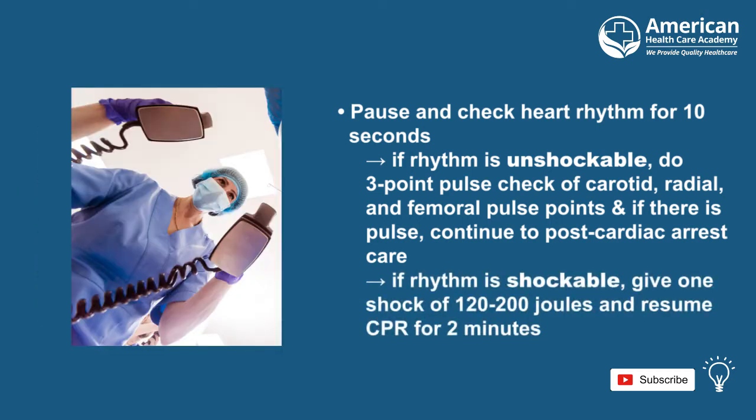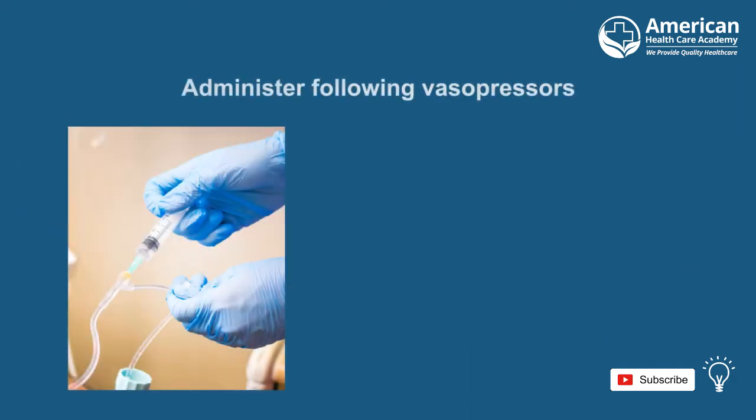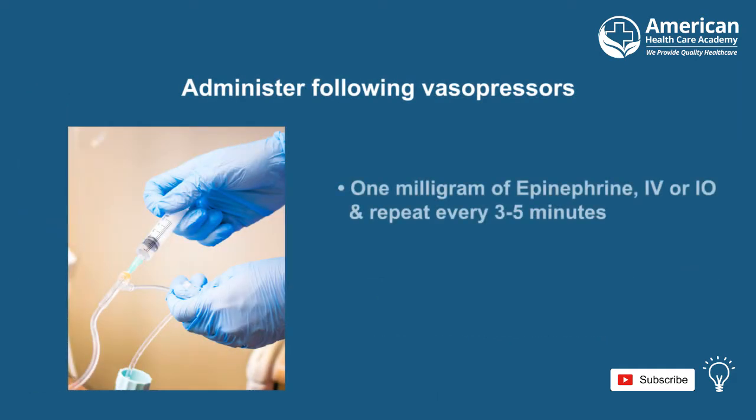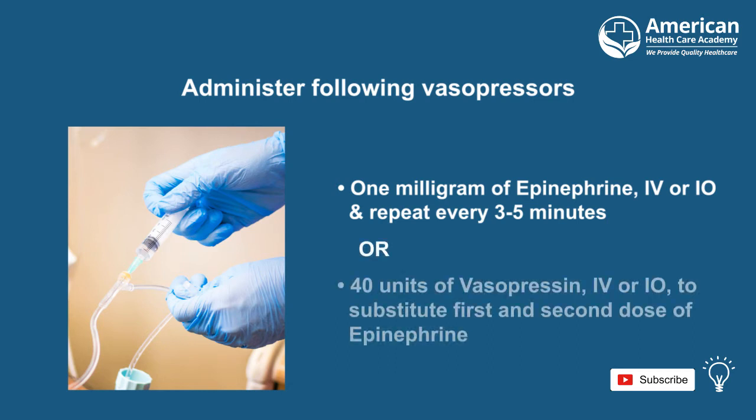And if there is a pulse, then continue to post-cardiac arrest care. If the rhythm is shockable, give 1 shock of 120 to 200 joules and resume CPR for 2 minutes. During CPR, administer the following vasopressors: 1 milligram of epinephrine via IV or IO access and repeat every 3 to 5 minutes. As an alternative, you can give 40 units of vasopressin via IV or IO access to substitute for the first and second dose of epinephrine.